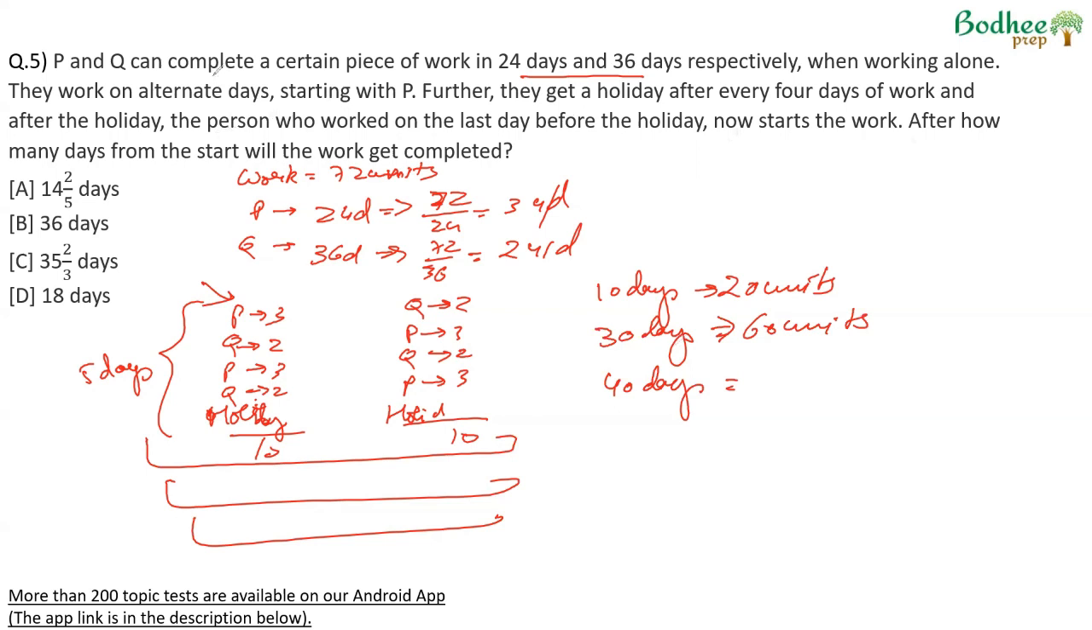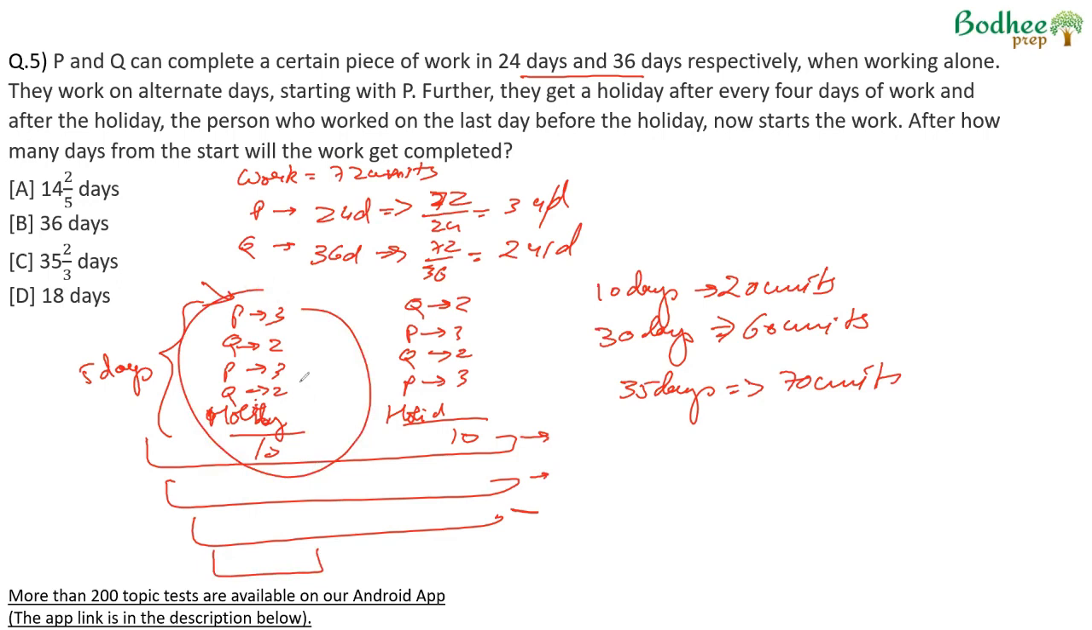In the next 5 days, not 10 days, we will have 10 units of work being done. So 35 days, we will have 70 units of work getting finished. After this being repeated 3 times, we will have this part that will follow. So 35 days are over, 70 units of work is done. Next, it is Q who is supposed to come to work, and amount of work left is also 2 units. 72 minus 70 is 2.